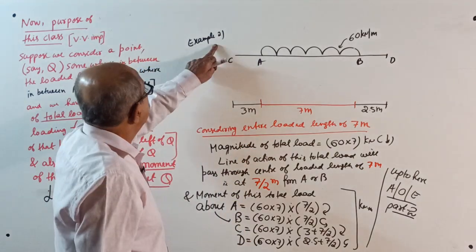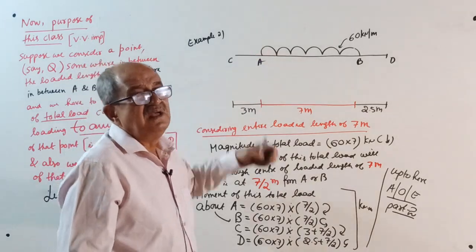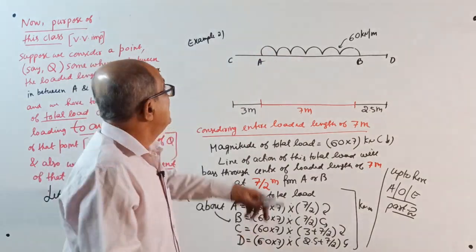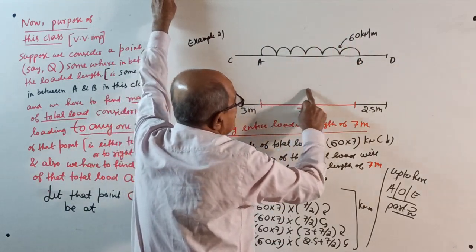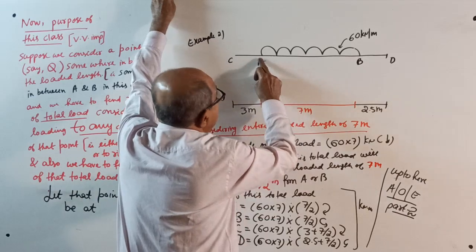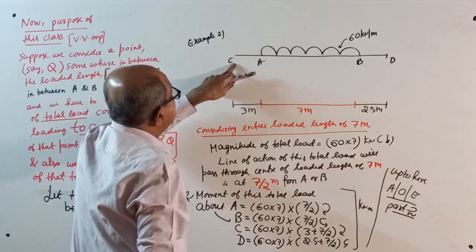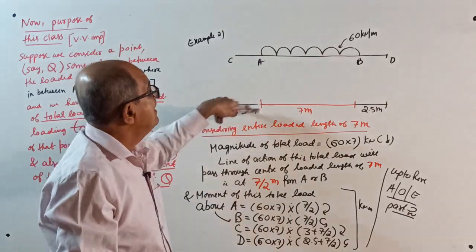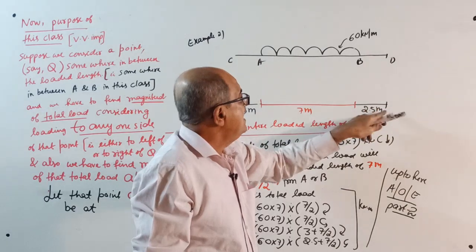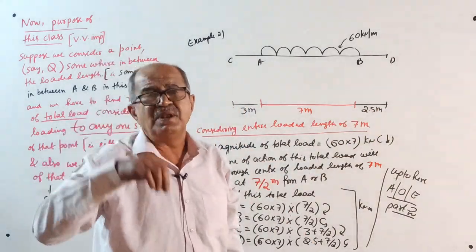Example 2. This is for UDL. Consider a UDL of 60 kN per meter for a loaded length of 7 meter between A and B. Just outside A, on the left side, consider a point C at 3 meter. On this side, outside D, at 2.5 meter.